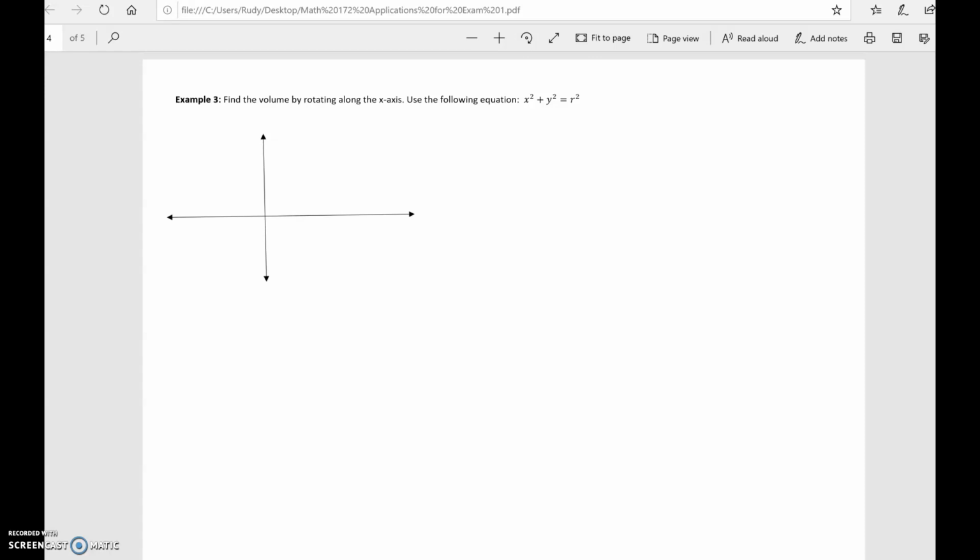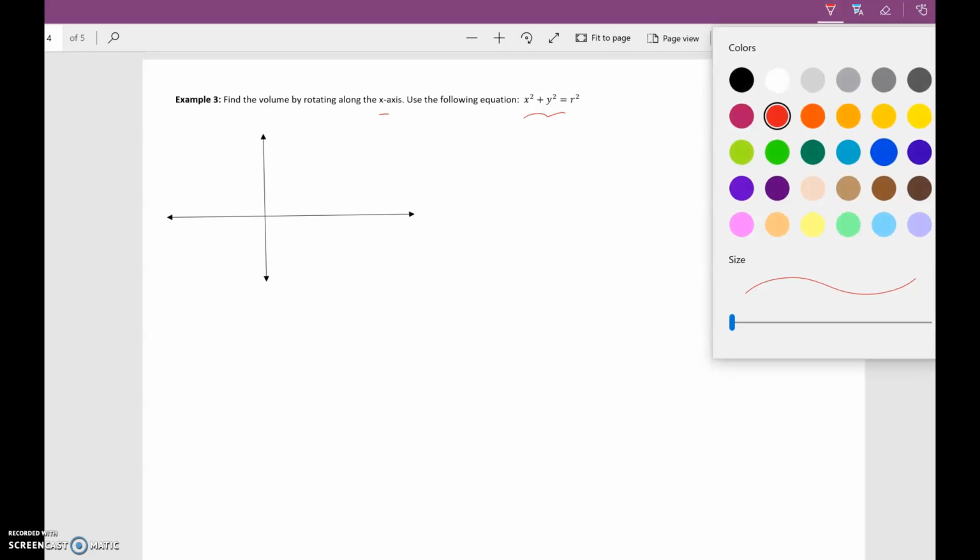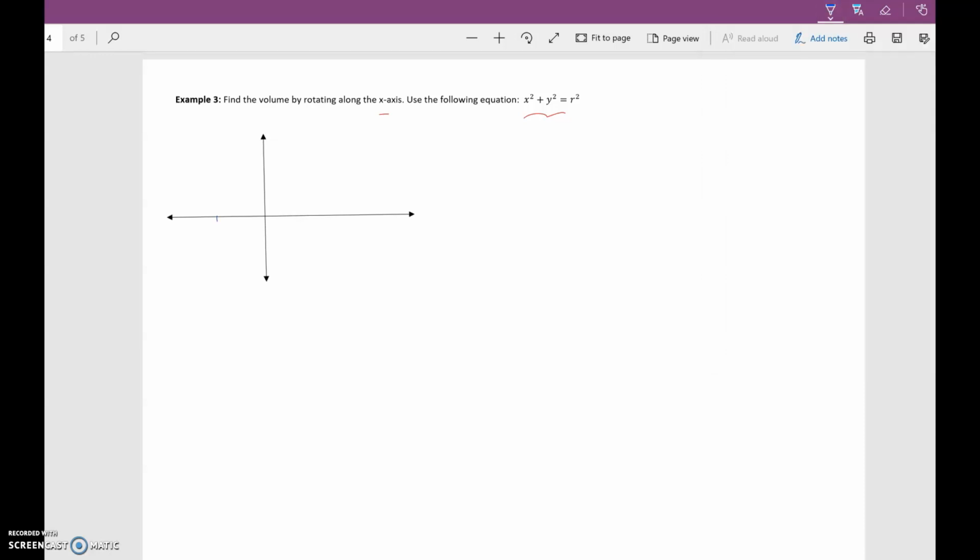Hi class, let's take a look at example 3. Now, example 3, they're asking us to basically revolve it along the x-axis, and this is the equation they're giving us. So technically that's a circle. Not to scale, I'm just going to say that this is negative r, and this is r.